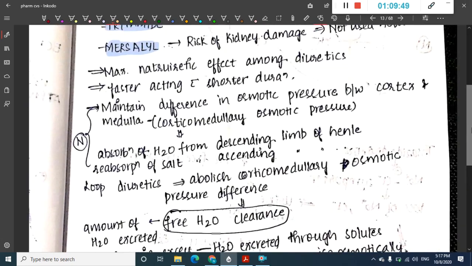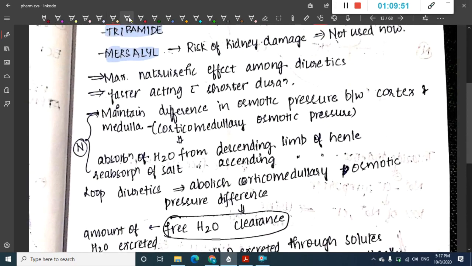Now, as I have already said, they are high ceiling diuretics, right? They are more potent, so they have maximum natriuretic effect among all the diuretics. They are faster acting. Within around 30 to 40 minutes, they easily flush out the water or sodium which is present in the body.